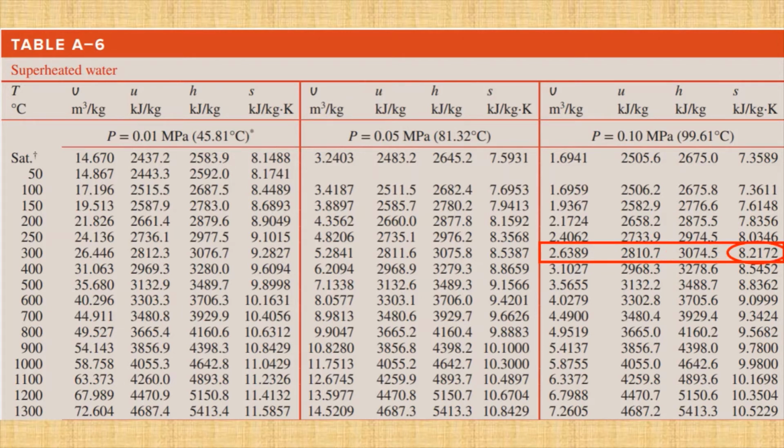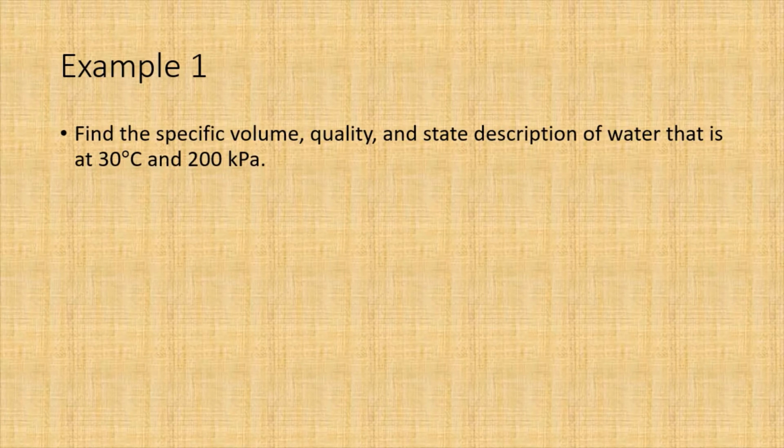With the knowledge we now have, let's try some example questions. Example 1. Find the specific volume, quality, and state description of water that is at 30 degrees Celsius and 200 kilopascals. Please pause the video and try the example first, then continue watching for the solution.